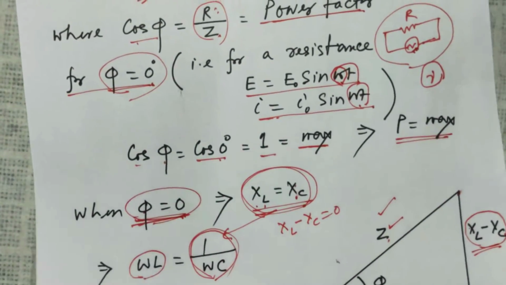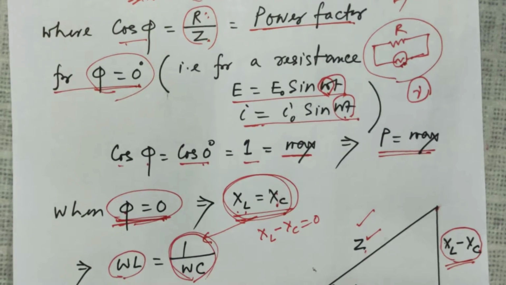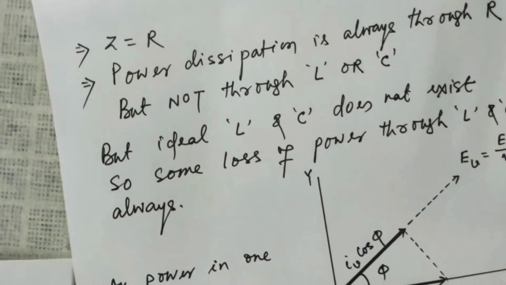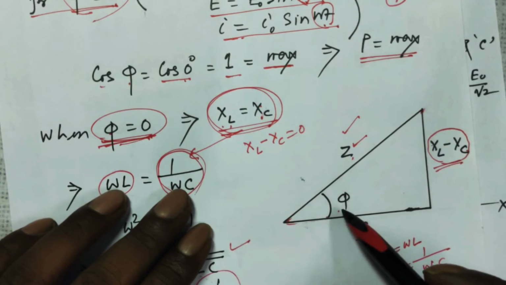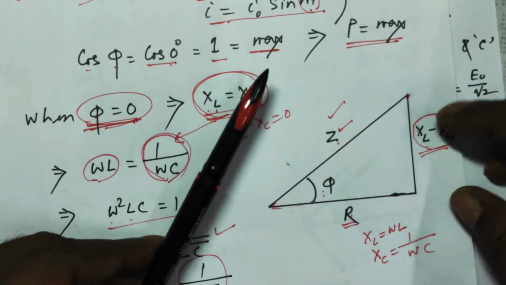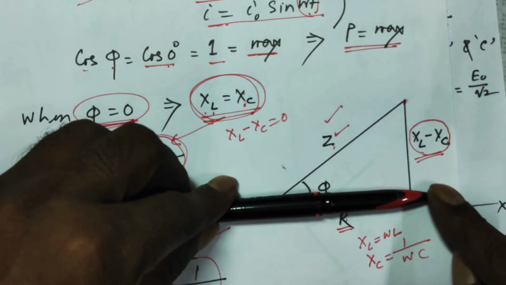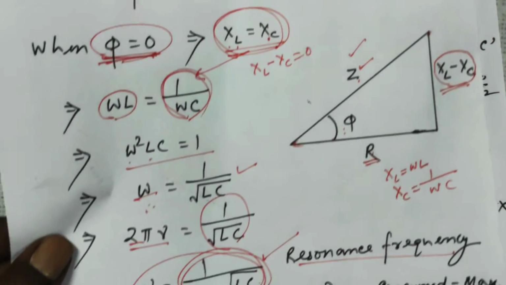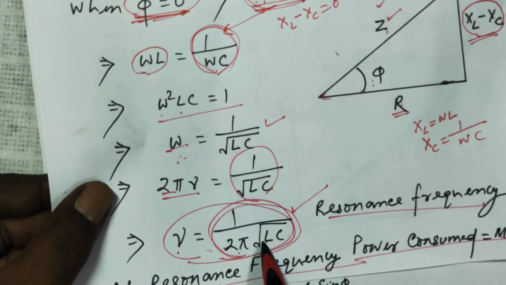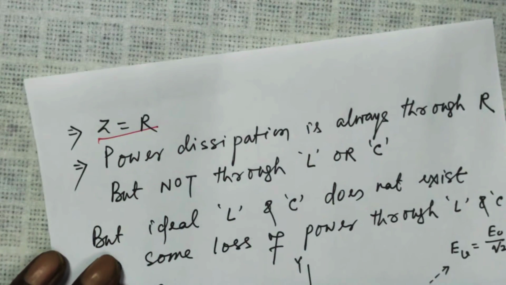At resonance frequency, the power consumption is maximum. In that case, when phi is equal to 0, that is XL minus XC is equal to 0, then this side will be equal to your resistance R. Then only phi will be 0. So this indicates that at resonance frequency, Z is equal to R.